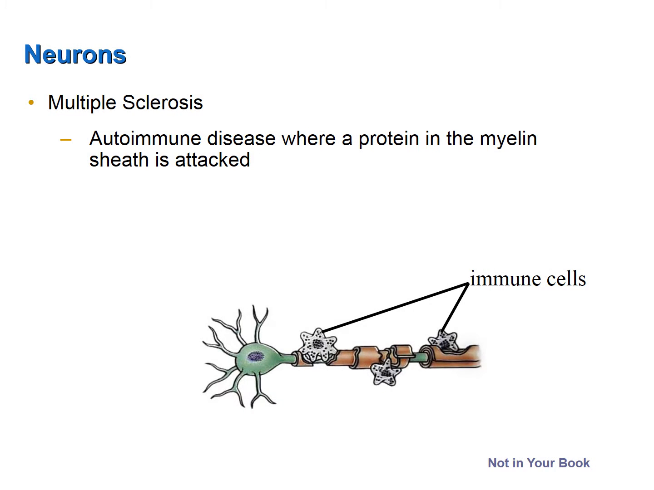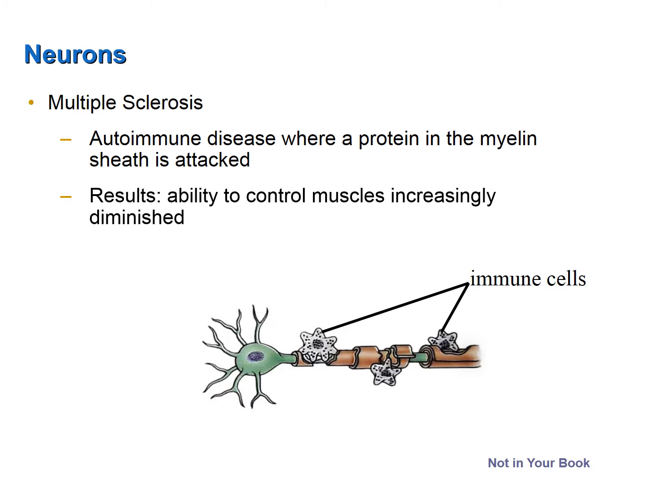To highlight the importance of the myelin sheath, multiple sclerosis is an autoimmune disease where one's immune system attacks a particular protein in the myelin sheath, effectively destroying the myelin sheath. And as a result, the individual increasingly loses his or her ability to control their muscles.